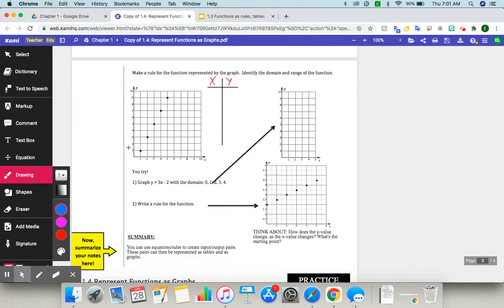Lastly, we can use a graph or a table to create a rule, or we could also call it an equation, to represent a function. So in this first graph right here, I'm going to write these ordered pairs into a table. So this first point is 1, 1. This second point is 2, 3. This third point is 3, 5.